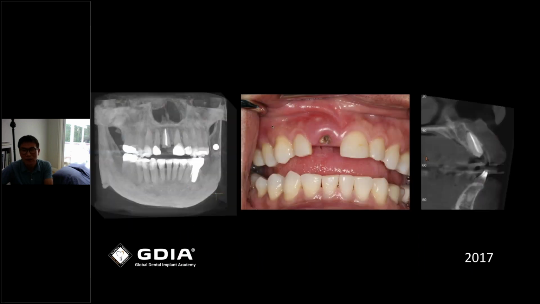So how about we look at another case? This is another fracture with a root canal. No infection, the soft tissue is pretty good, very thin over the labial bone.